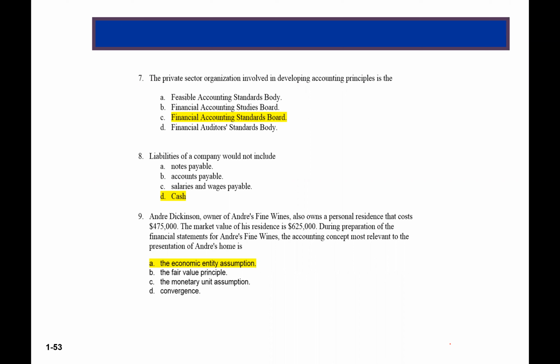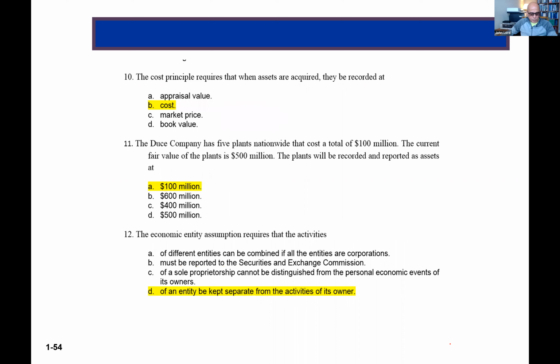No. The economic entity assumption says keep the assets of the owners separate from the financial information. I shouldn't just limit it to assets. The financial information of the owners separate from the financial information of the corporation. Good. Separate legal entities. The cost principle requires that when assets are acquired, they be recorded at cost. I mean, that one's almost, can you read? Cost principle. When you acquire an asset, you report it at its cost.